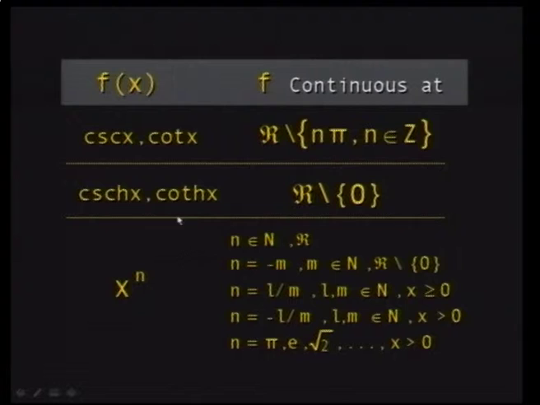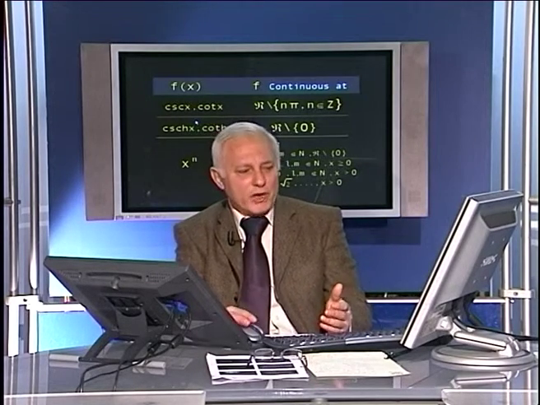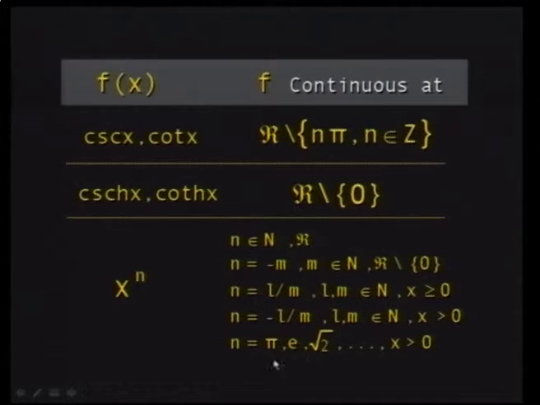The strange thing is that the x power n takes a long list. Why? Because we've seen before, when we investigated the power function, it's not, as a matter of fact, a simple function. It has all sorts of varieties: when n is an integer, when n is irrational, which is not an algebraic function. So you see here, when n, for example, is pi, e, or square root of 2, the domain of the function is the values of x which are positive only. When n is equal to minus m, for example, you have R except 0, etc. So you have here the whole list for the power function.